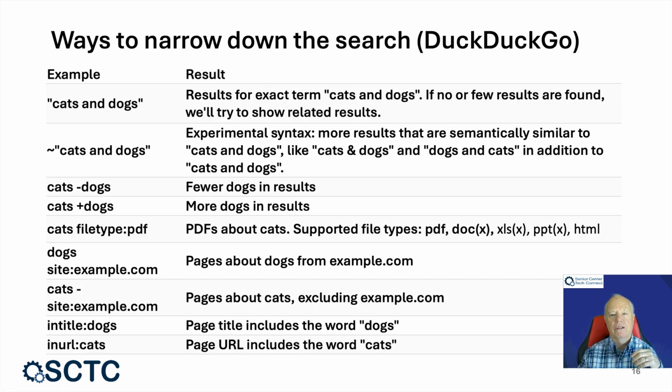DuckDuckGo has similar qualifiers that when you're entering a search, you can use some specific modifiers in the search. This works in Google as well. You can say filetype:pdf, and it will only find PDF documents when you're doing your search. So these are kind of cool shortcuts you can use when you're searching.